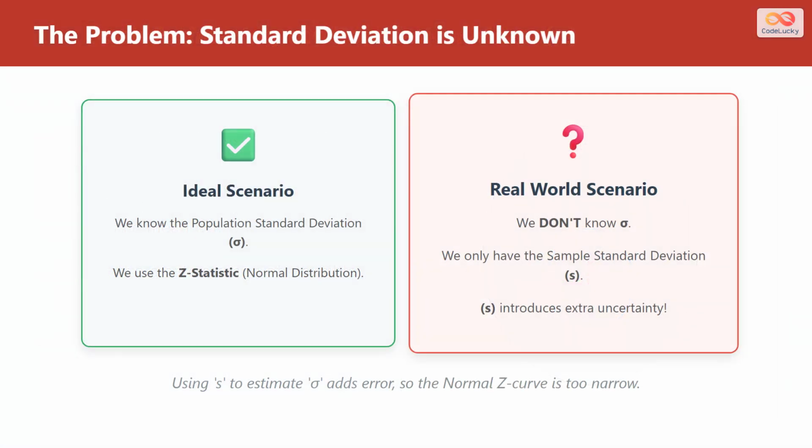Here is the challenge. If we knew the population standard deviation, sigma, we would use the z-statistic and the normal distribution. But in the real world, we almost never know sigma. We only have the sample standard deviation, s. Using s to estimate sigma introduces extra variability and error into our calculation.